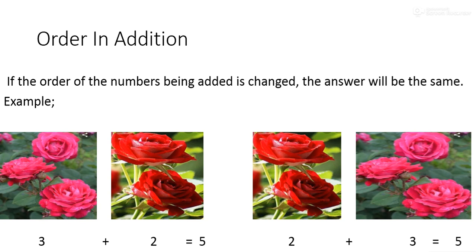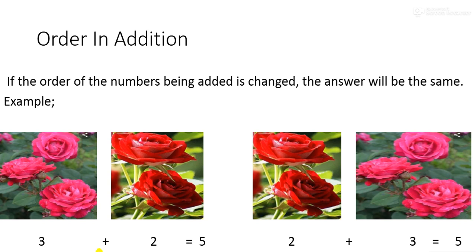See, look here, I have given an example. Students, I have given 2 orders. This is the first order. This is the second order. Look at the first order. Here how many roses are here? Count it. Look at the picture. 1, 2, 3. Yes, 3 roses are here.